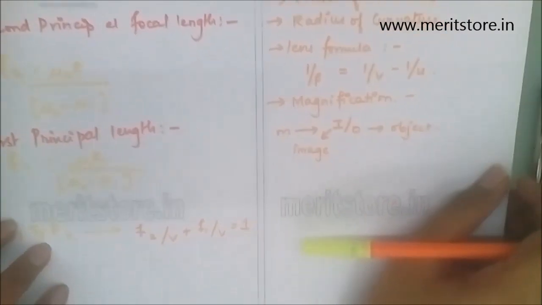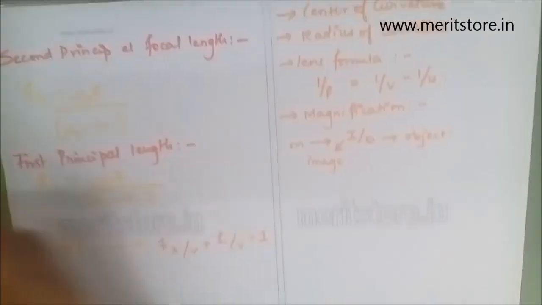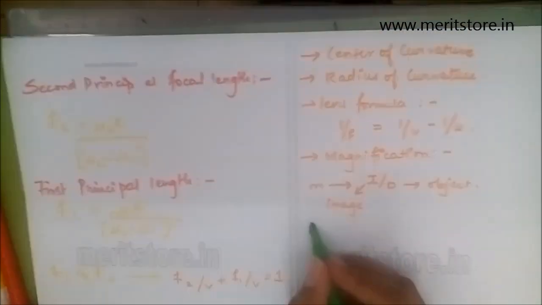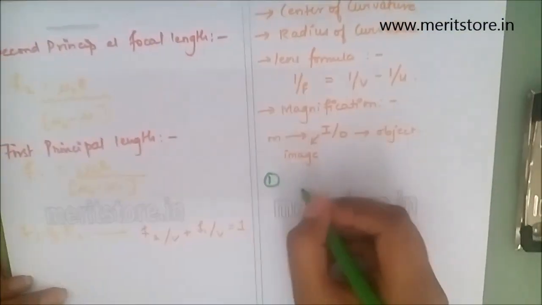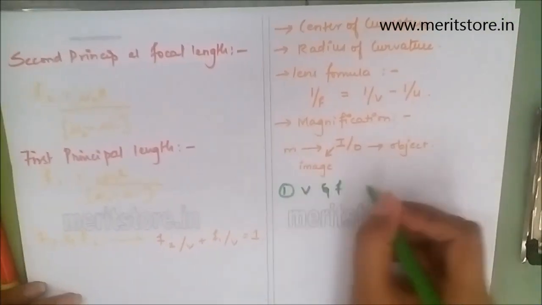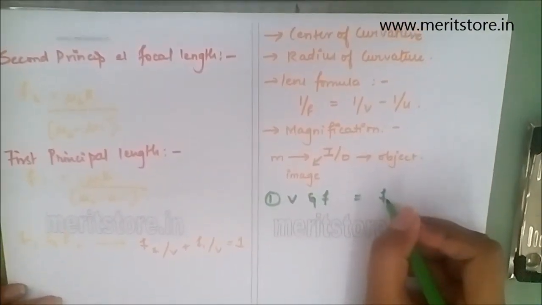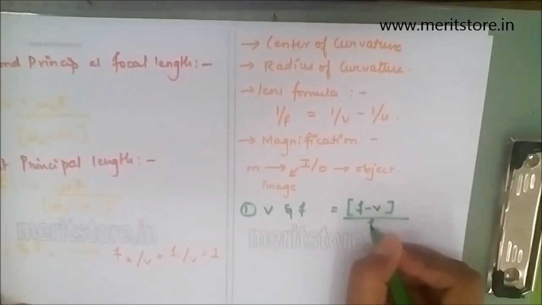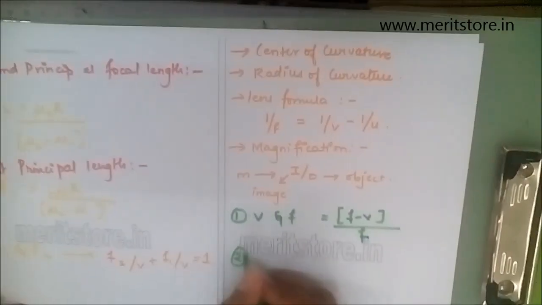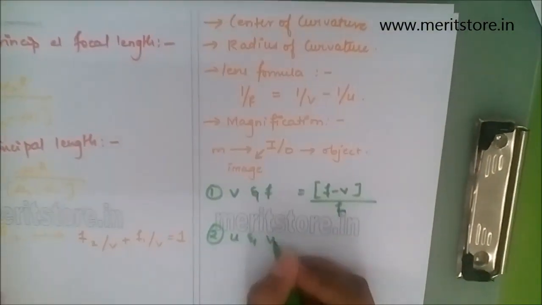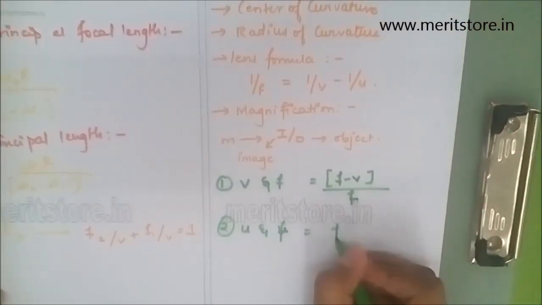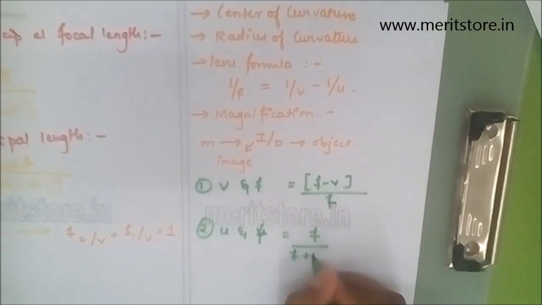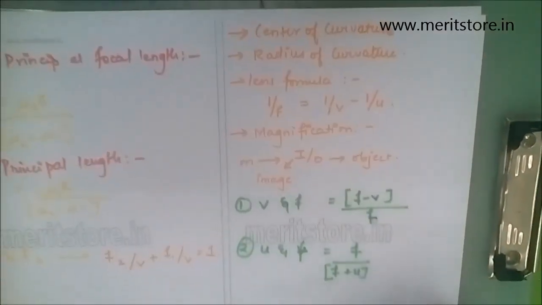The expression for m in terms of u, v and f can be given as, first, in terms of v and f, and then in terms of u and f. Now consider the position of the image as the object is gradually moved from infinity to the pole of the lens.